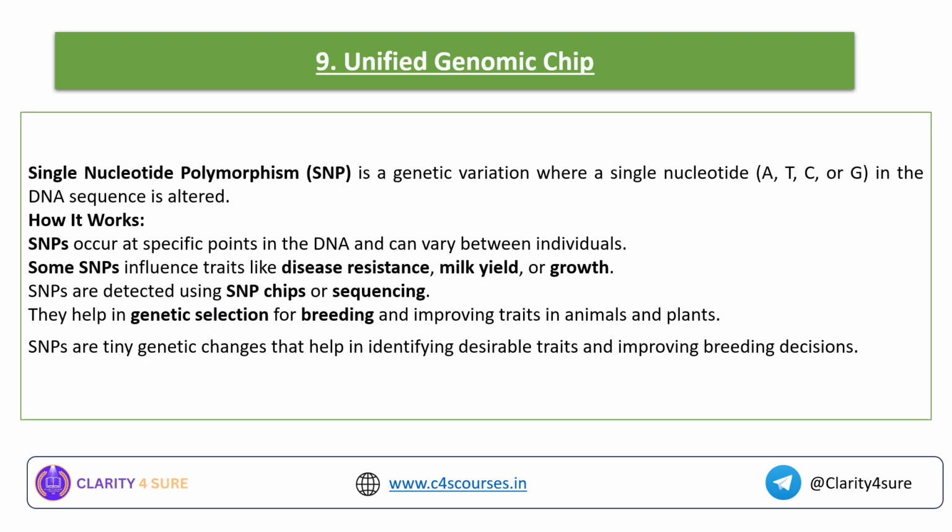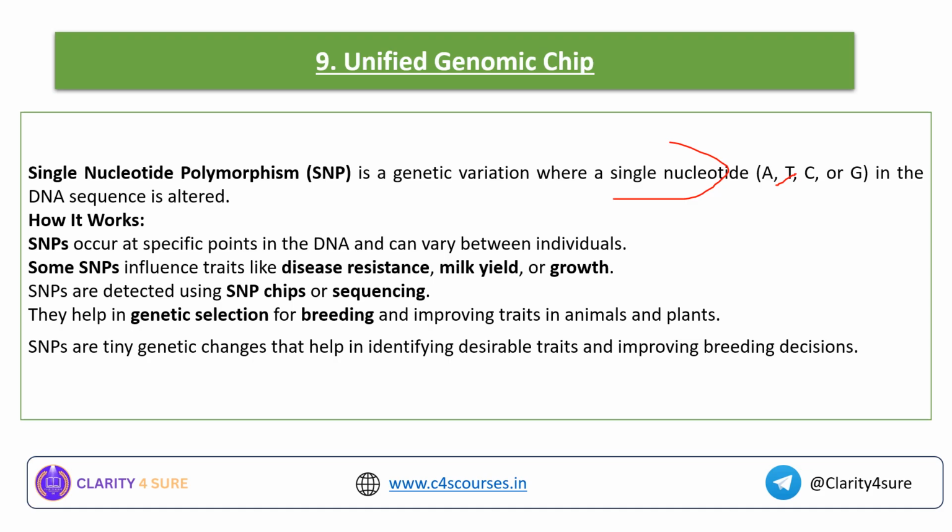Okay, so we have seen that it uses a chip based on single nucleotide polymorphism. Okay, this is a genetic variation where a single nucleotide, either A, T, C or G in the DNA sequence, is altered. How does it work? This SNP occurs at specific points in the DNA, and this can vary between individuals. Okay, some SNPs of this genetic variation will be associated with traits like disease resistance, milk yield or growth.